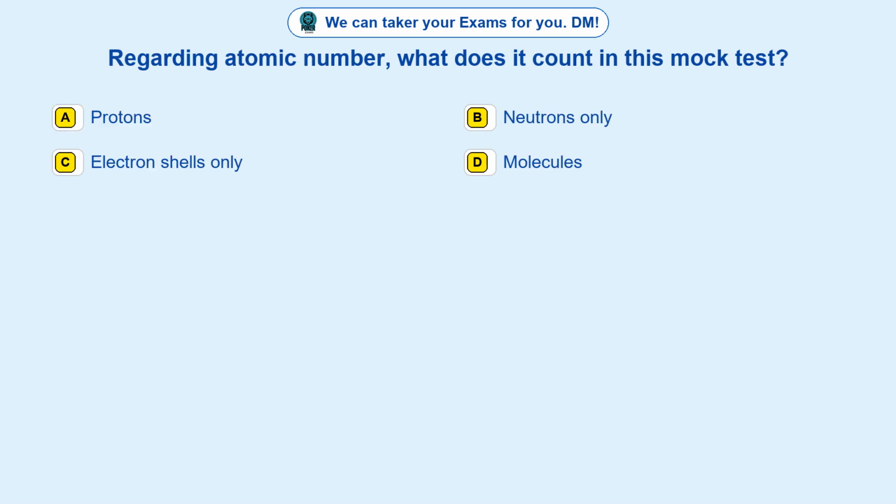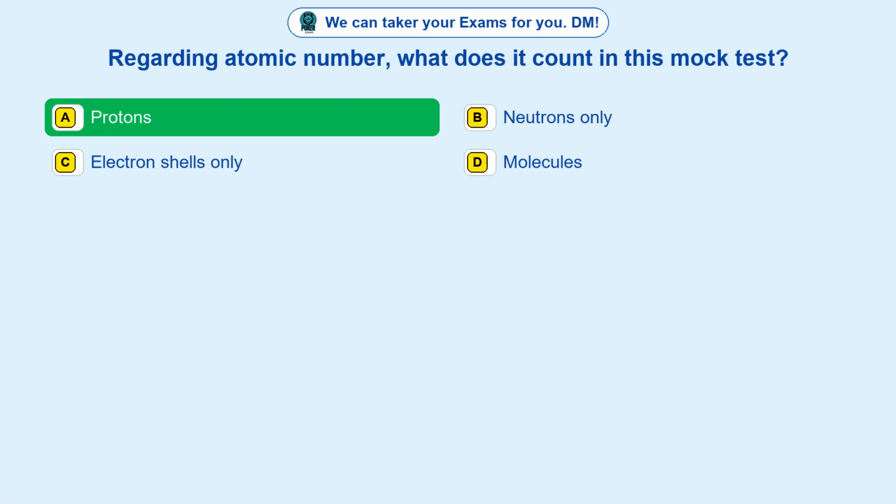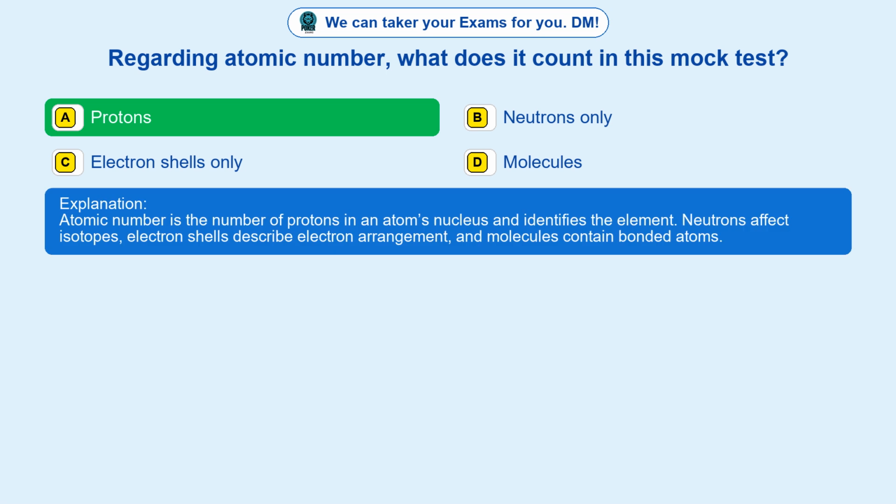Question 31. Regarding atomic number, what does it count in this mock test? Option A, protons. Option B, neutrons only. Option C, electron shells only. Option D, molecules. The correct answer is option A. Protons. Atomic number is the number of protons in an atom's nucleus and identifies the element. Neutrons affect isotopes, electron shells describe electron arrangement, and molecules contain bonded atoms.